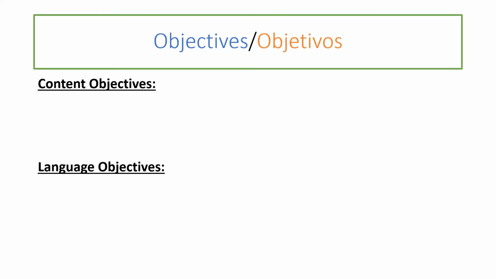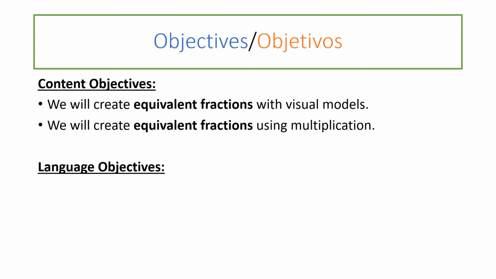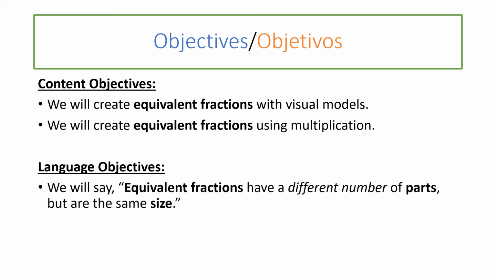So here are our objectives for today. We will create equivalent fractions with visual models. We will create equivalent fractions using multiplication. We will say equivalent fractions have a different number of parts, but they are the same size. Kind of how nicknames are, right? They're the same person, but they're just different names. Same thing with equivalent fractions. They have a different number of parts, but it's still the same size, still the same fraction.